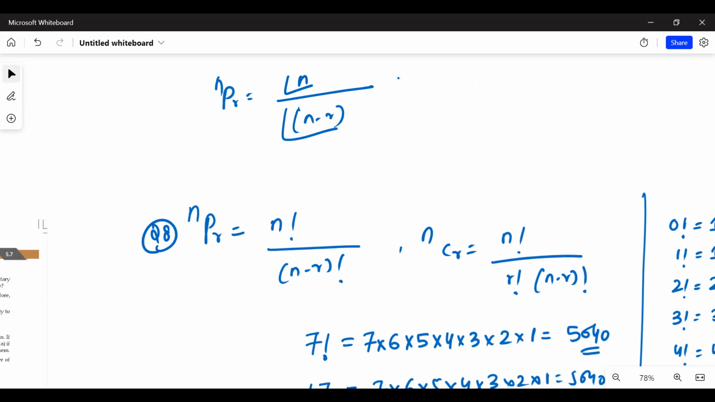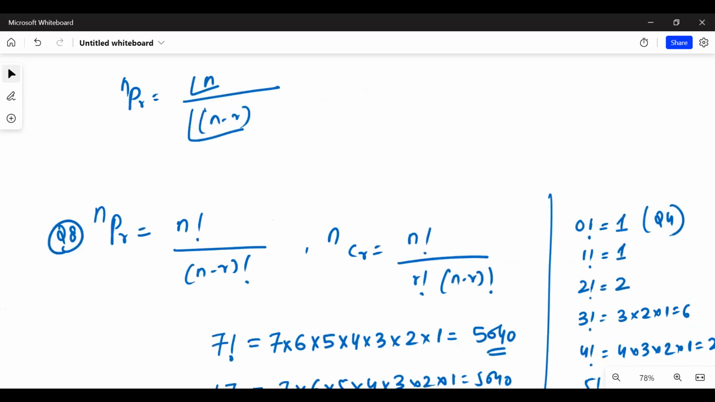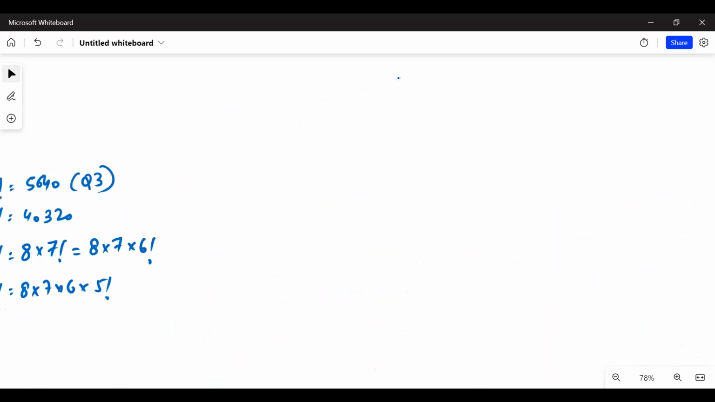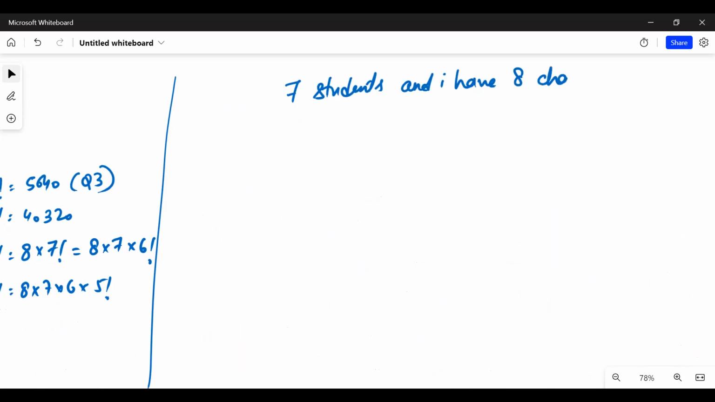n is the total number of objects. What is n here? n is the total number of objects. What is r? r is the number of objects on which you want to work. For example, suppose I have 7 students and I have 8 chairs.